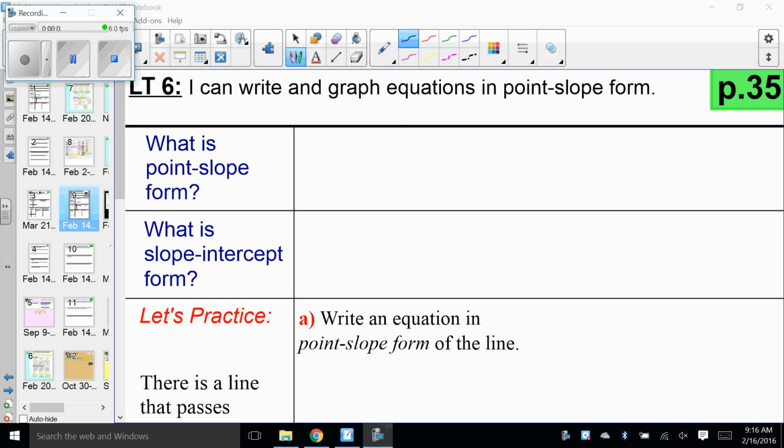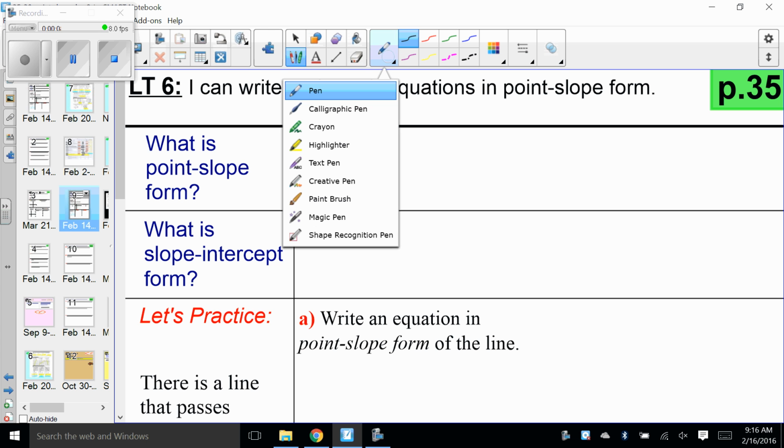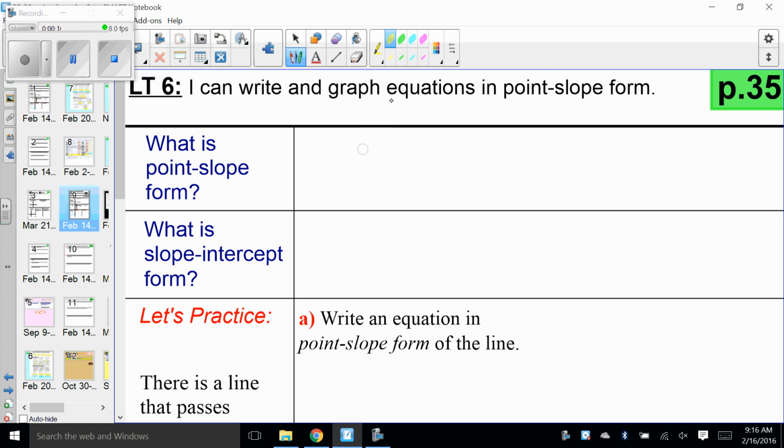Hey, eighth grade. So our learning target today is I can write and graph equations in point slope form. So what is point slope form? Let's talk about what words we see here. We have the word point and we have the word slope. So what is point slope form?